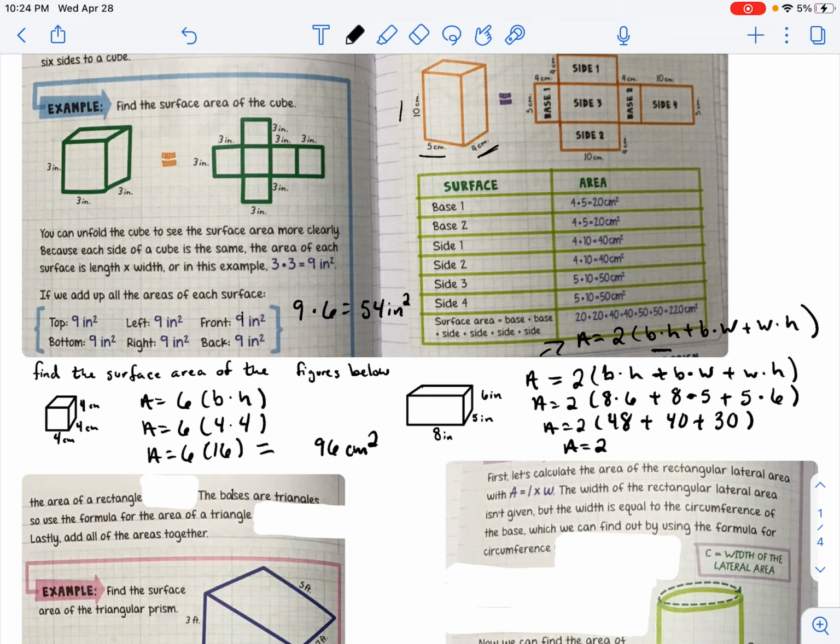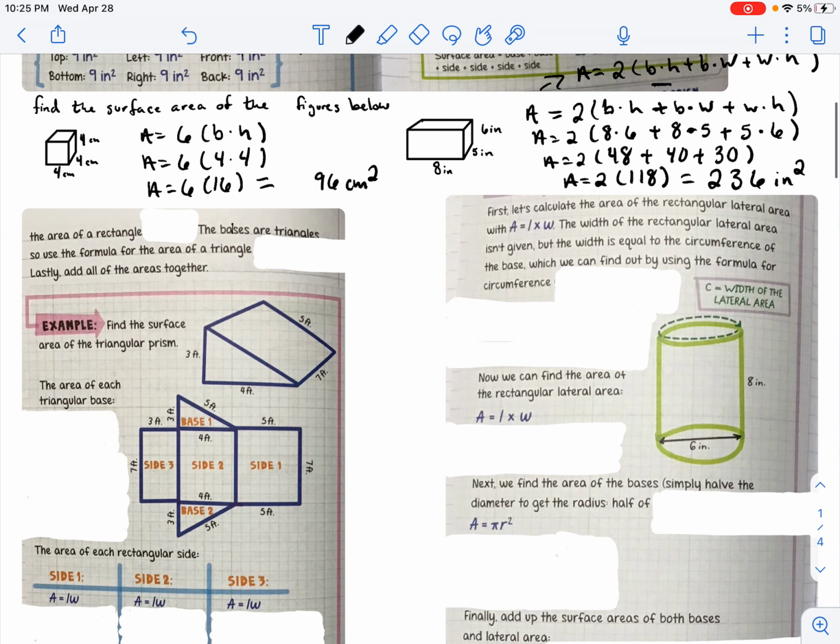So 48 plus 40 is 88. 88 plus 30, that's going to give me 118. Okay, now when I multiply 118 times 2, that's going to give me 236. And this would be in inches squared. Okay, so once again, you have 3 different rectangles, but 2 of each. So you find the surface area of one of those, times it by 2, add them all together.